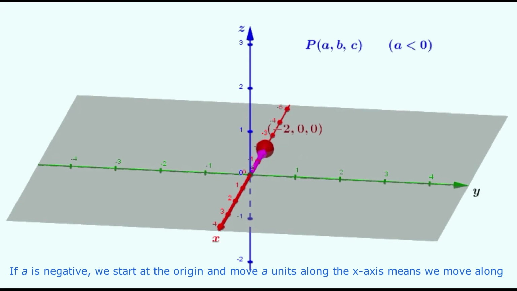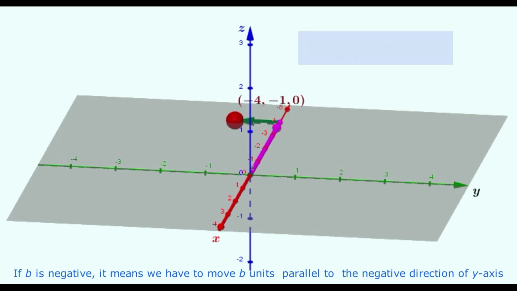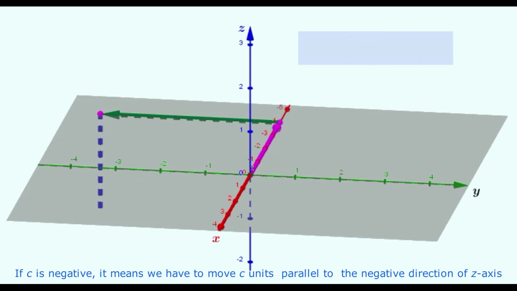If a is negative, we start at the origin O and move a units along the x-axis, which means we move along the negative x-axis and reach the point on the x-axis where the scale has the number a. If b is negative, it means we have to move parallel to the negative direction of the y-axis. If c is negative, we have to move parallel to the negative direction of the z-axis.